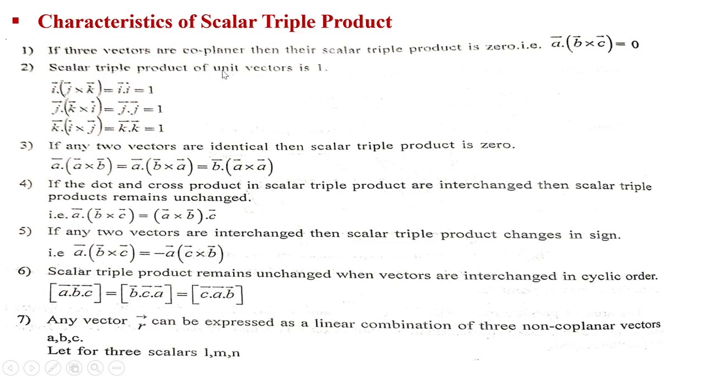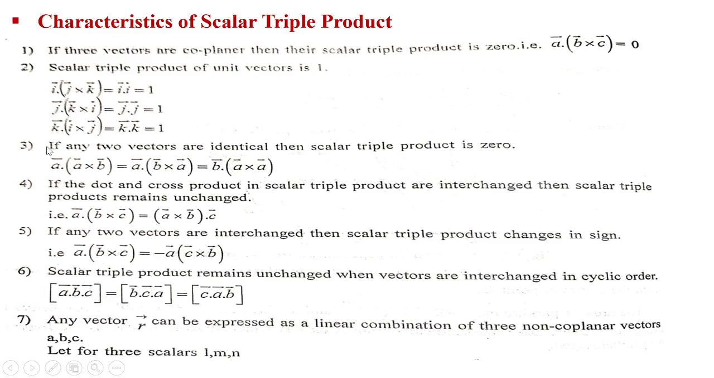Scalar triple product of unit vectors is 1. That is, i bar dot j bar cross k bar equals i bar dot i bar equals 1. j bar dot k bar cross i bar equals j bar dot j bar equals 1. And k bar dot i bar cross j bar equals k bar dot k bar, that is equal to 1.